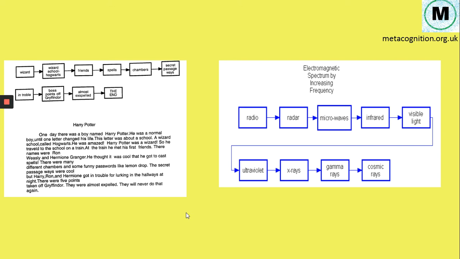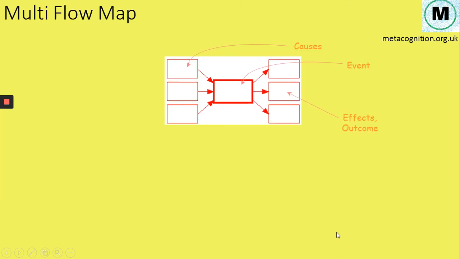So again, a couple of examples here. You can see on the left-hand side, it's a brief story of Harry Potter, and they've put that into their flow map there. So this is how the story happened. And then you can see here the electromagnetic spectrum, so you can see it working in science as well.